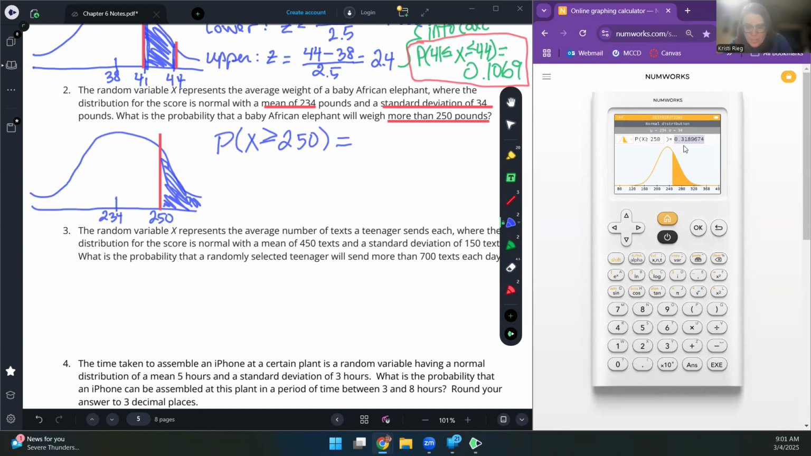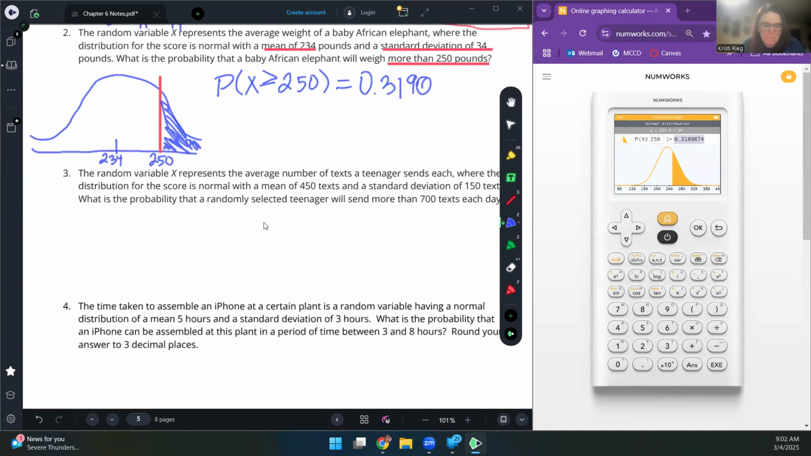So then the final answer is 0.3190, rounding to 4 decimal places. What is that? 10, 100,000, rounding to the 10,000th place, but we'll just say 4 decimal places. Okay, much quicker when we don't have to calculate these.